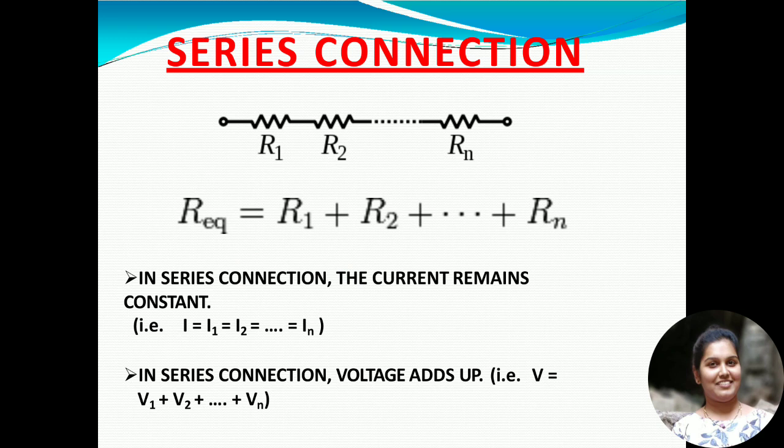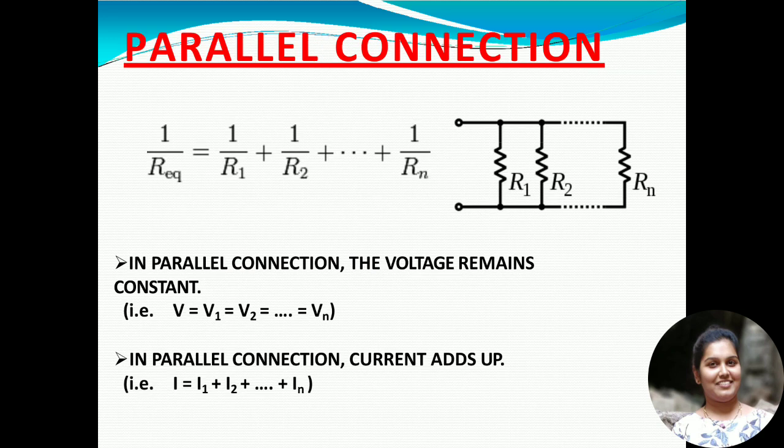So the current remains the same, but voltage drops will vary, and all the voltage drops will be added up to give the total voltage. So these 3 points should be kept in mind. When we connect resistors in series combination, that is end-to-end connection, the total or equivalent resistance of that circuit will increase, the current remains the same, but the voltages will be added up to give us the total voltage. So these 3 points should be kept in mind regarding series connection of resistors.